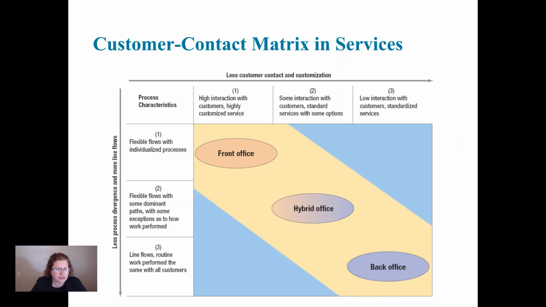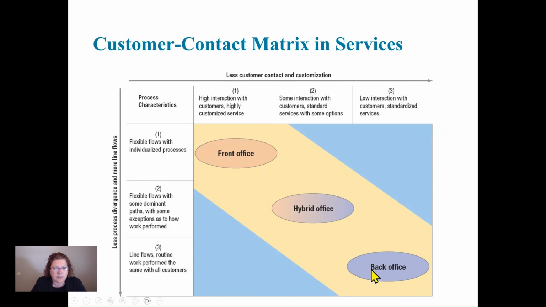We can use this customer contact matrix to help us along with our process strategy, specifically in services. If I am expecting high levels of customer interaction, that means I need to design for flexible flows, individualized processes, and processes that are customer facing. So I need to consider both the customer service element, and also how the physical environment can be perceived. Those are considered front office processes.